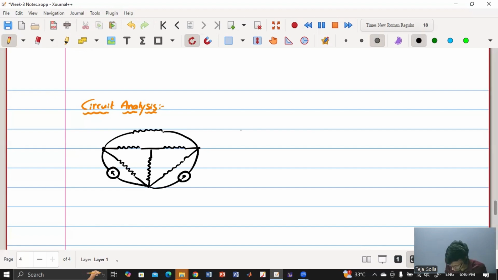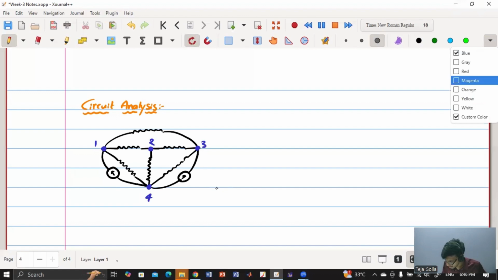This is one node. Let me use a different color. So this is one node, this is another node, this is another node, this is another node. So the nodes, I will write as 1 2 3 4. So these are the nodes that sir has considered in his video. We are also using the same thing. So 1 2 3 4.